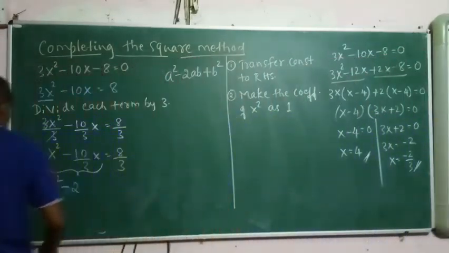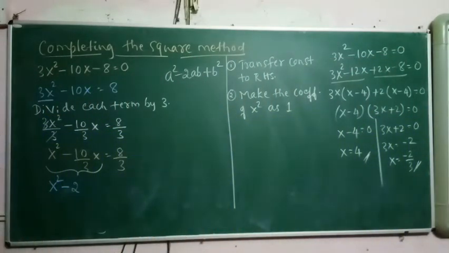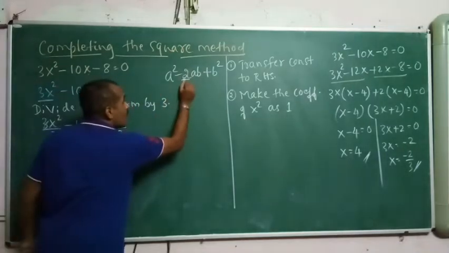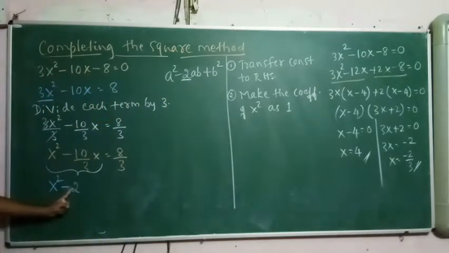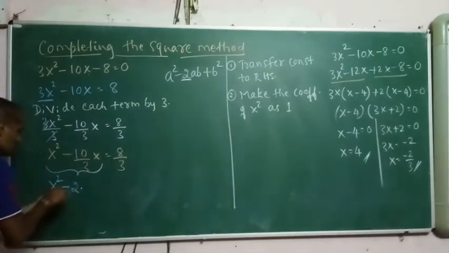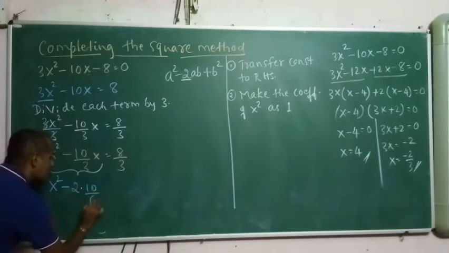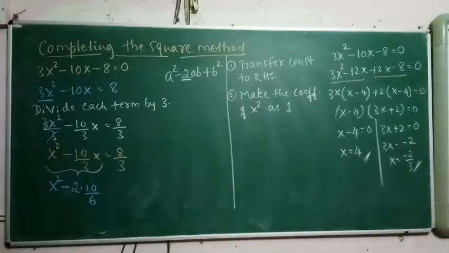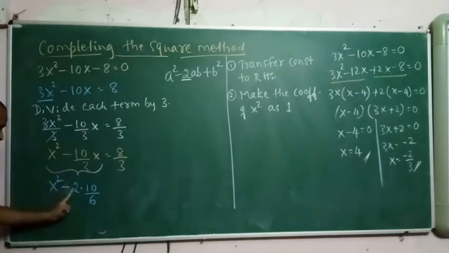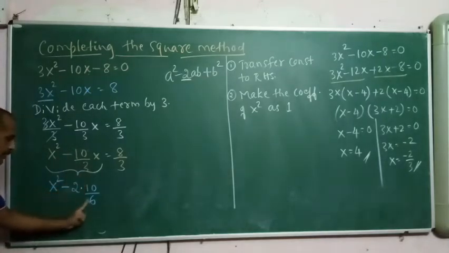Okay, so what will I do? X square I have kept as it is. This 2 is required for me, so I have taken this 2. But I can't simply take it, so what will I do? Into this 10 by 3, I will write it as 10 by 6. That means one extra 2 I have taken to the numerator, one extra 2 I have taken to the denominator.